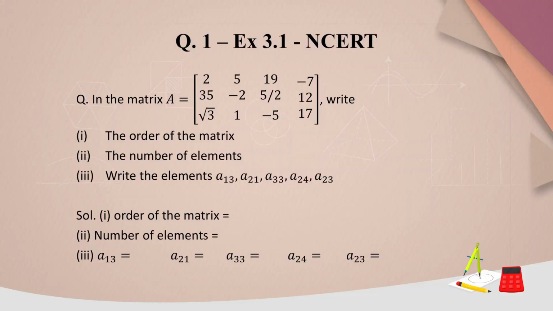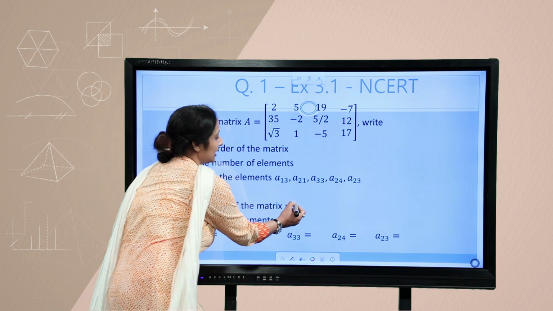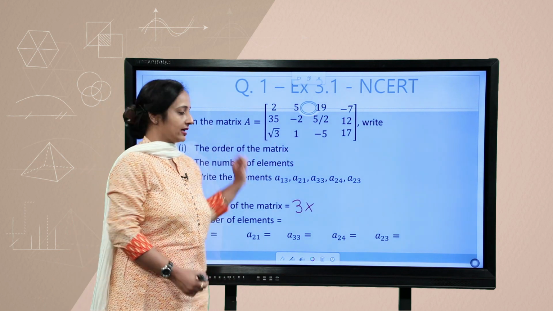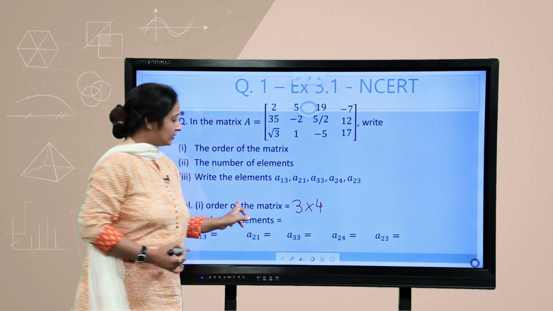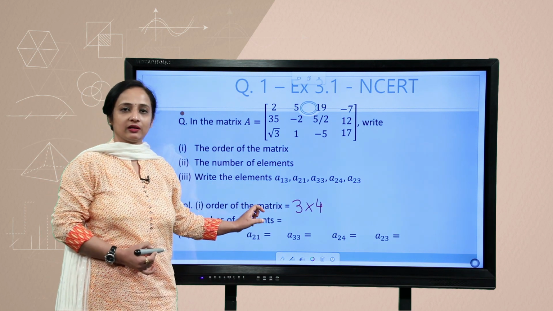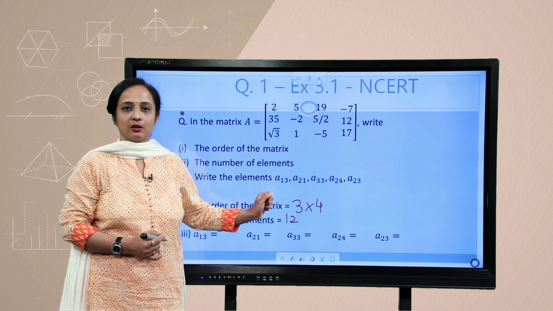Let us do question number 1 from exercise 3.1 of NCERT. This is the matrix given to you, and the questions are: find the order of the matrix, the number of elements, and write down these elements. Let us solve them one by one. The order of the matrix is written by counting the number of rows, which are 3 here, by the number of columns. Count all the vertical lines, which are 4 here. So that becomes the order of matrix A. The next question is how many elements are there? Multiply 3 and 4, you get 12. So that becomes the number of elements.